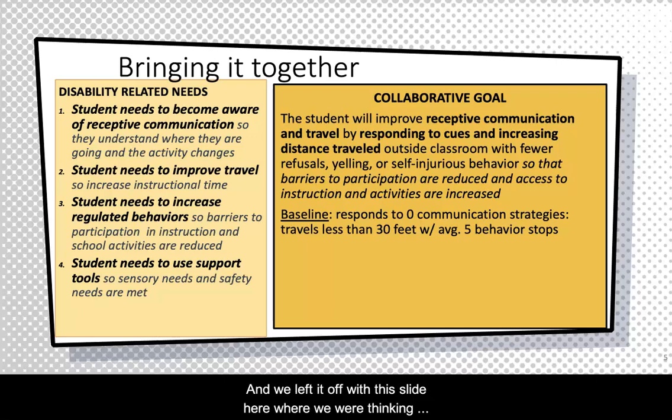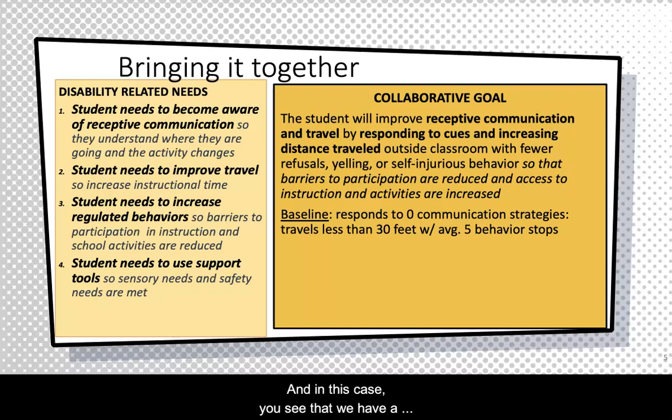And how all those things together mean we need to think about what's the underlying thing we're trying to address. We left it off with this slide here where we were thinking about, it sounds like communication and the need to travel or transition has something to do with the self-injurious behavior and the refusals and the yelling and the behaviors that we're seeing. So we need to address those things in hopes that we will then also address the behaviors by giving some skills that would reduce the behaviors that are occurring.